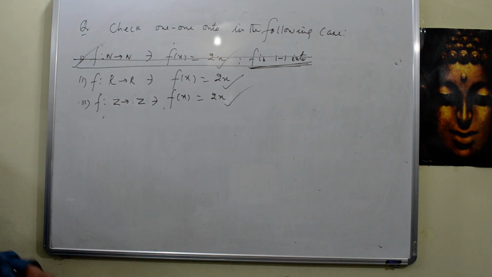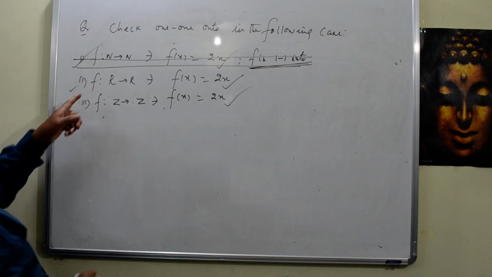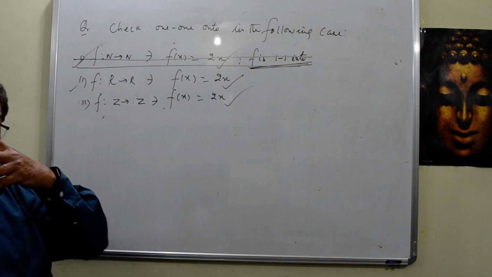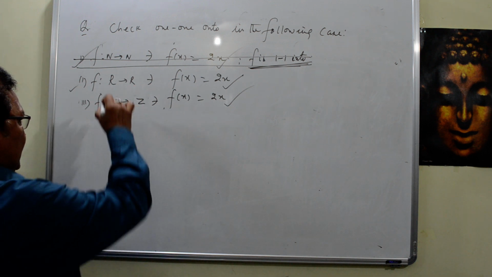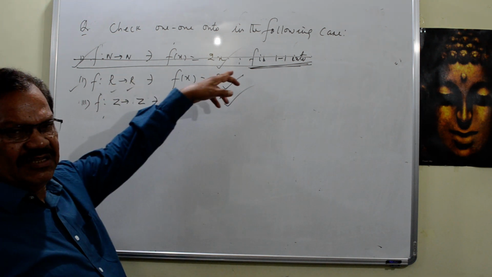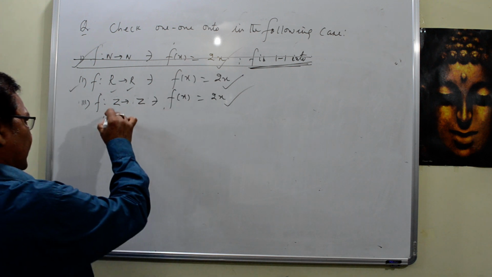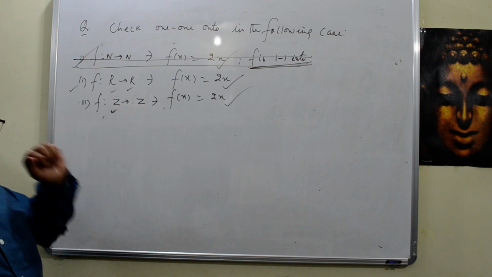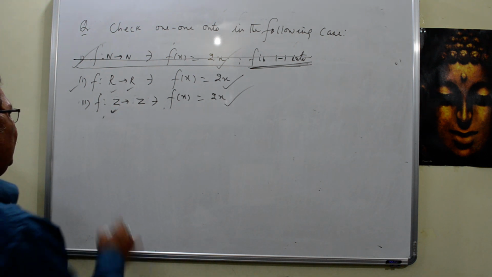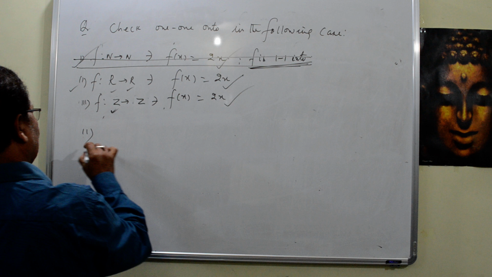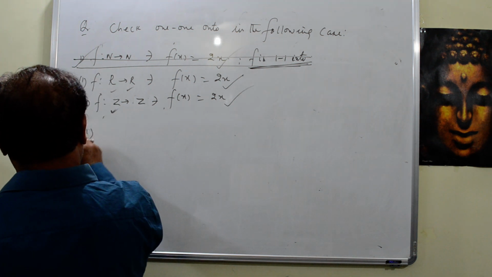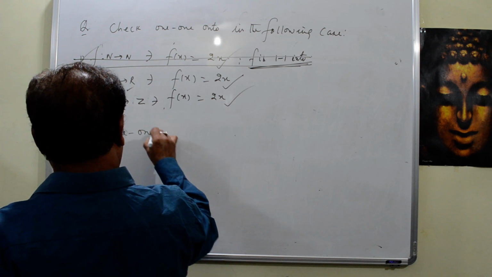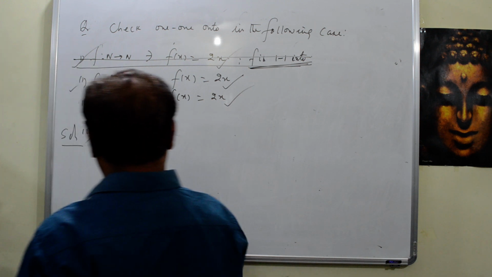For the second part here I have given f as a function of real numbers to real numbers. That is, the domain is the set of real numbers, the codomain is the set of real numbers, and the same function is there. And here, Z to Z, the codomain is integers, the domain is integers. So let us think about it. Let us take the second solution first, so first I would like to take 1-1. Let us take 1-1.